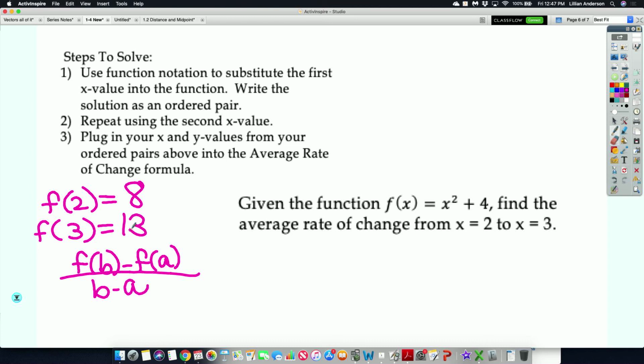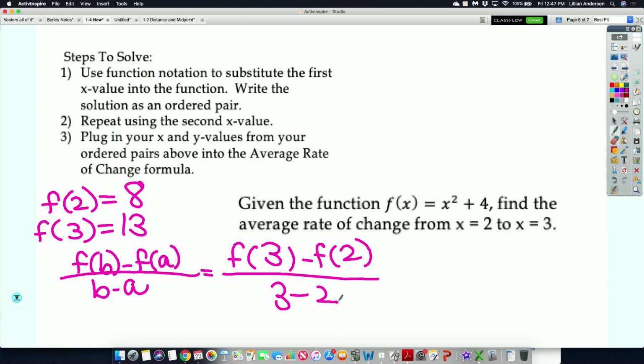Yes? Awesome. So now we're going to plug into our average rate of change formula. Instead of using B's and A's, let's actually use the respective numbers. Which one do you want to make first? The 13 or the 8? 13. The 13. So if I do that, I'm going to do f of 3 minus f of 2. So then it's going to be all over 3 minus 2.